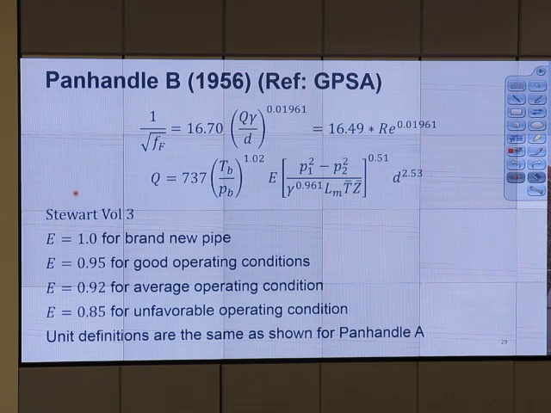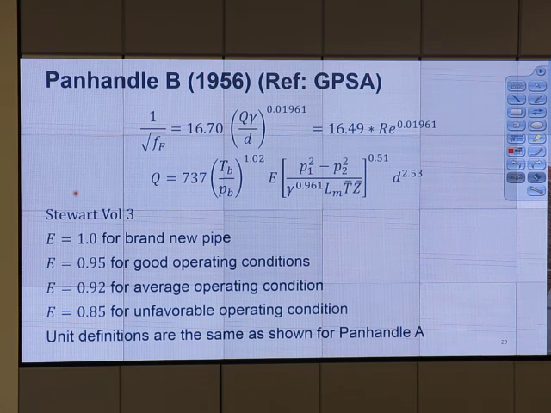Okay. Panhandle B. Better than Panhandle A. This is for gas. By the way, the isothermal gas flow equation is for gas. Weymouth equation is for gas. Panhandle A, Panhandle B is for gas. Whatever we are talking about today is for gas, and it can be used only for gas. Don't use it for flow board or something.